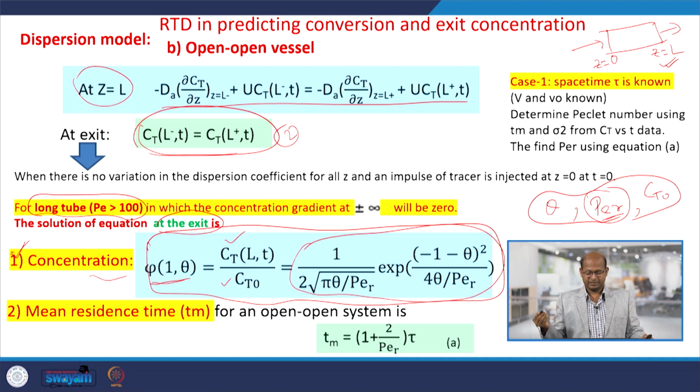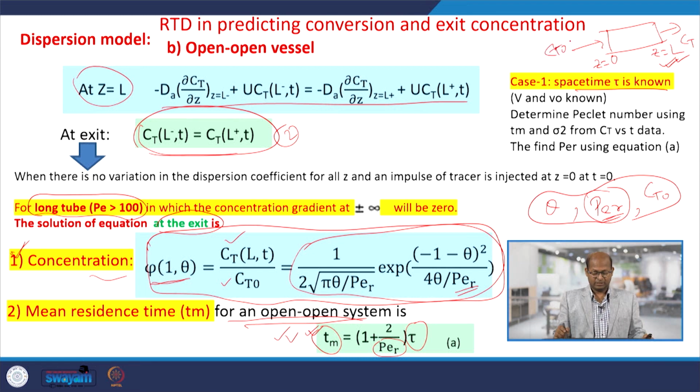So, from the tracer test we can find out the mean time, Tm, if the space time is known. If the volume and volumetric flow rate are known, then the space time is known. We can put both in, and then we can find the Peclet number. This type of correlation has been developed, so we use it directly, put the Peclet number in here, and then find the dimensionless concentration, or Ct at the exit. Okay.